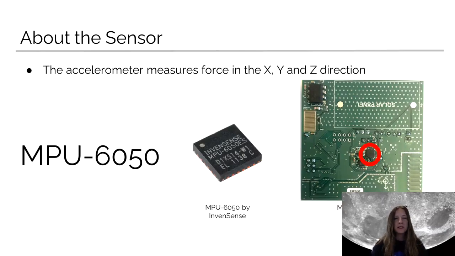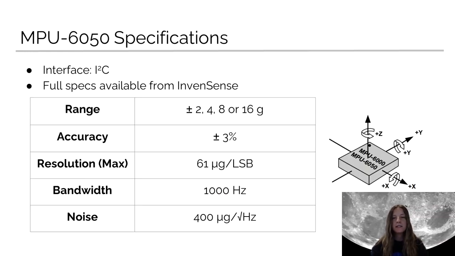So a little bit about the sensor. The accelerometer measures the force in the X, Y, and Z direction. On our Lunasat, we have the MPU-6050 located on the backside of the Lunasat. For the MPU-6050 specifications, the interface that the sensor has is I2C. Full specs can be found on the InvenSense datasheet, but here are some highlights.